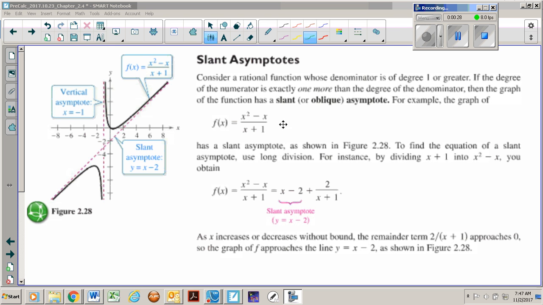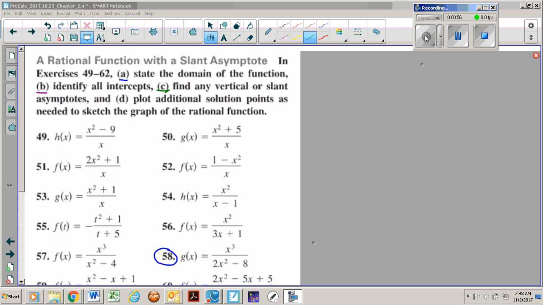And that will occur if the degree of the numerator is exactly one more than the degree of the denominator. Since the degree of this example is 2 and the degree of this one is 1, I can have a slant asymptote. To find the equation, you're simply going to divide the denominator into the numerator, and the quotient part, excluding the remainder, will be the equation for the slant asymptote. So let's look at an example.